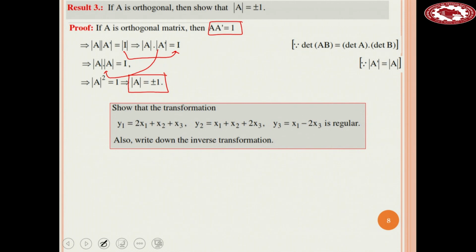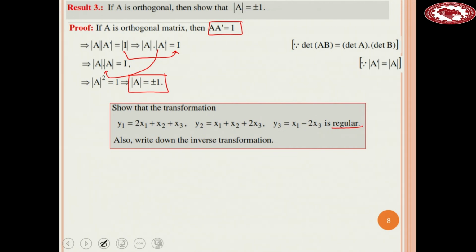Now, we have this question: show that the transformation y1 is equal to 2x1 plus x2 plus x3, y2 is equal to x1 plus x2 plus 2x3, y3 is equal to x1 minus 2x3 is regular. Show that this one is regular. And when it is regular, you can find the inverse transformation. So, also write down the inverse transformation.